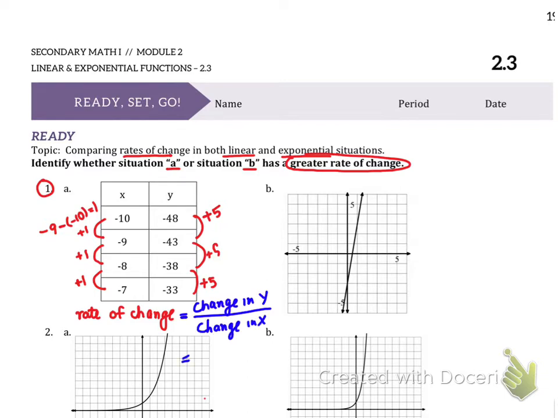And how the y is changing by 5, and how the x is changing by 1, that is 5. So that's the rate of change: for every unit interval in x there is a change of 5 in y. So that's the measurement for the first one, the A part.